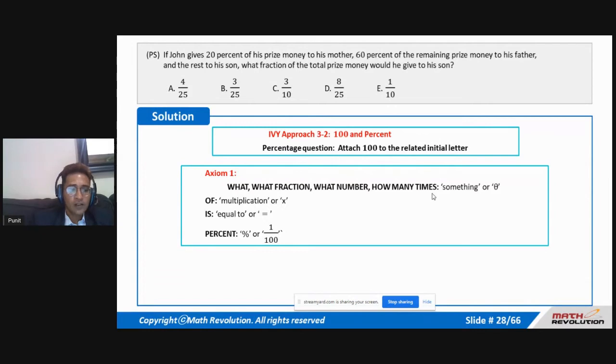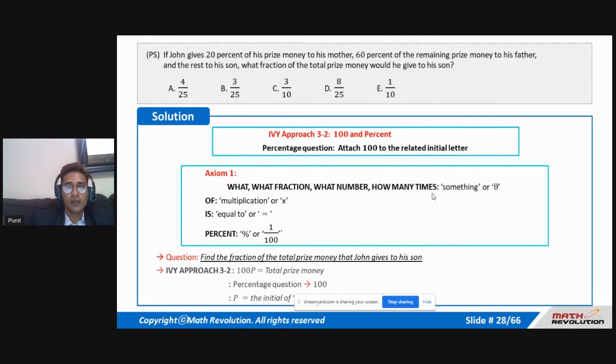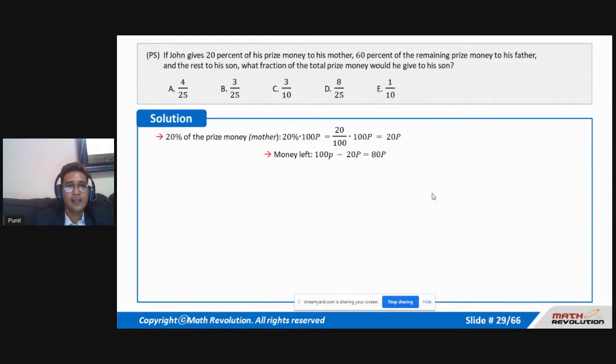All right, so we have got answers from all. Let's not delay and let's have the curtains off from the solution. We need to find what fraction of the total prize money John has given to his son. We assume John's total prize money to be 100p because p is the initial for prize. Percentage question, we have attached it to 100.